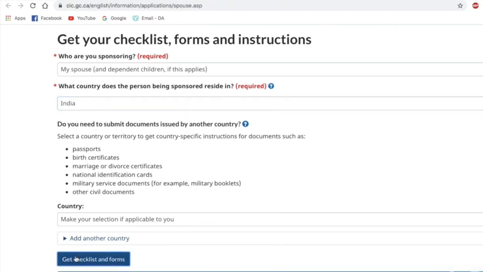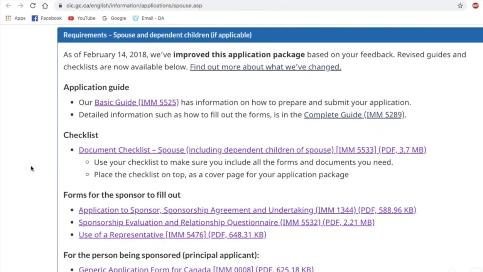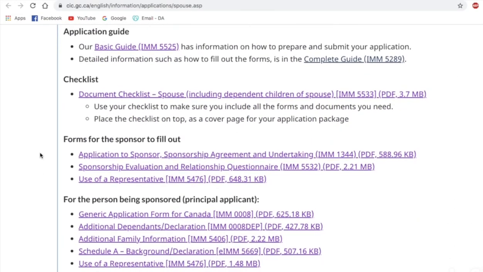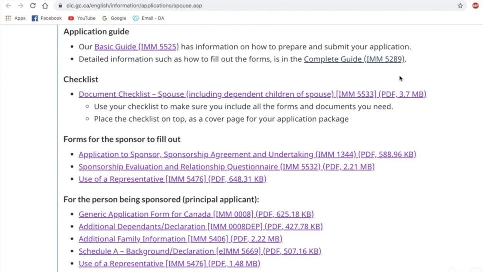So just click on get checklist and forms. I would not select any other country here. Here you will see that it tells you about that basic guide, which you know about already. Then it tells you about this complete guide, which you also already know about. Then it tells you about a checklist. This is very important. This checklist will help you a lot.